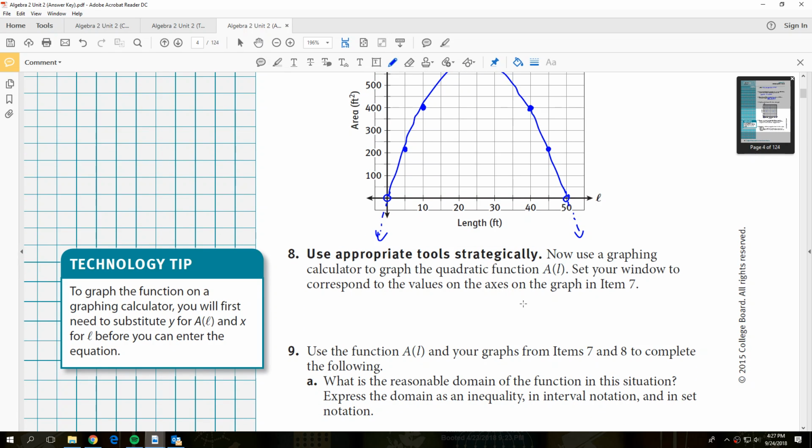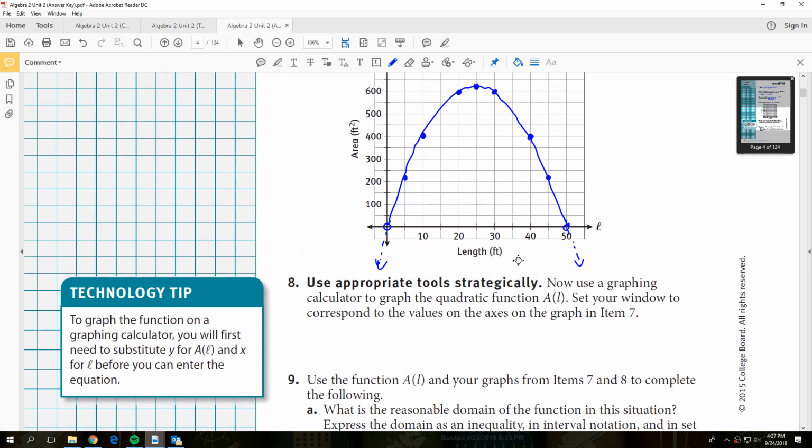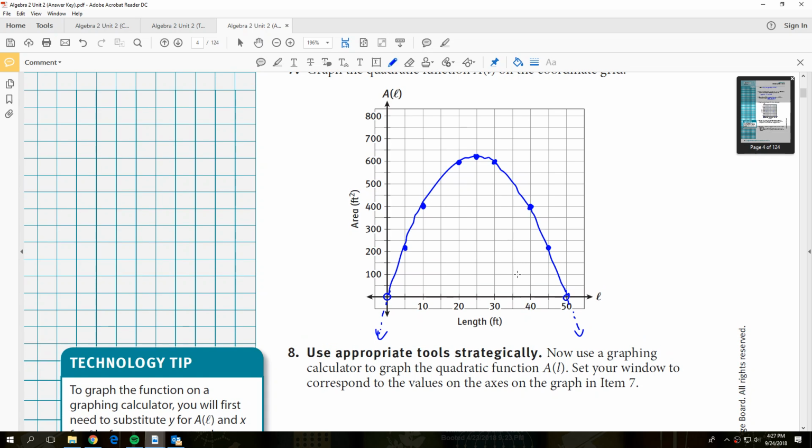This is talking about setting up your window, corresponding values and axes. Again, I apologize, I don't have this up here, but you do want to become very familiar with your calculator and setting the window. You can click on window, one of those top functions right next to y equals, and set the x min to be 0, x max to be 50, y min to be 0, and y max to be 625, and you would see this segment, the one that we want, of this particular object, which is a parabola.